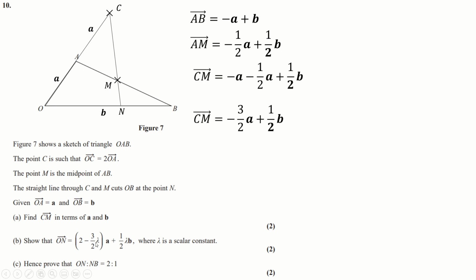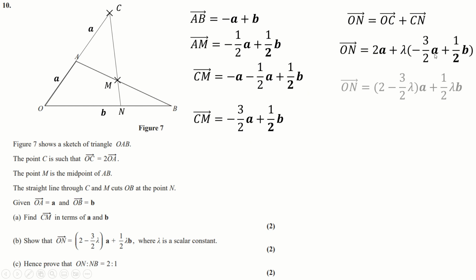Show O to N is this thing here. So O to N is this across here. What we could do is we could do O to C plus C to N. Is I think what I did here. Now O to C is just 2A, obviously. C to N is some multiple of C to M, because they're on the same line, right? It's just a larger version of C to M. So if I just do 2A plus some amount of this, I should get from C to N. I'll call that some amount lambda. And now, of course, I can just group up the A's and the B's, and I end up with, I think, exactly what they wanted me to get, it looks like. Hence prove ON to NB is 2 to 1.